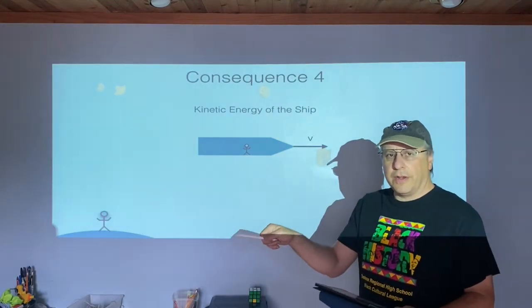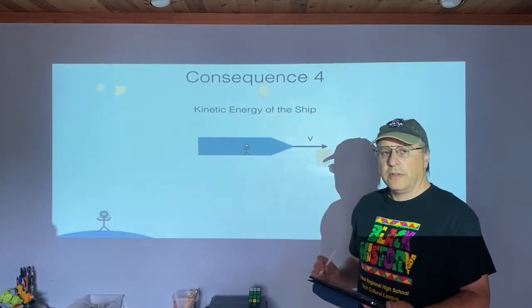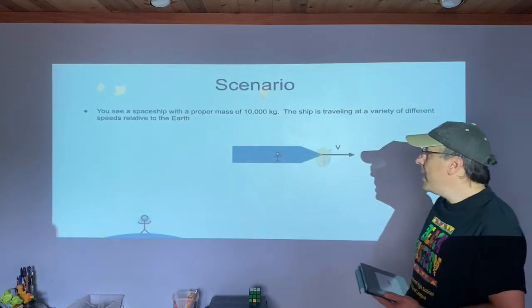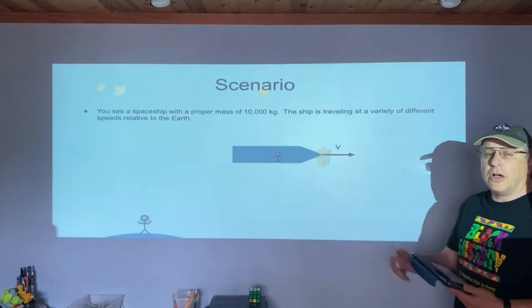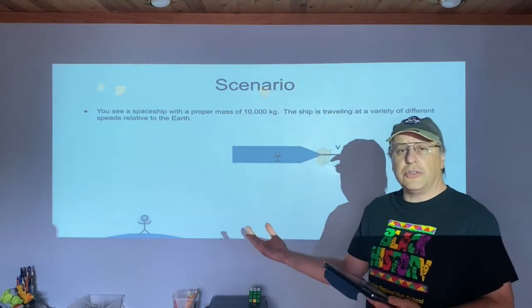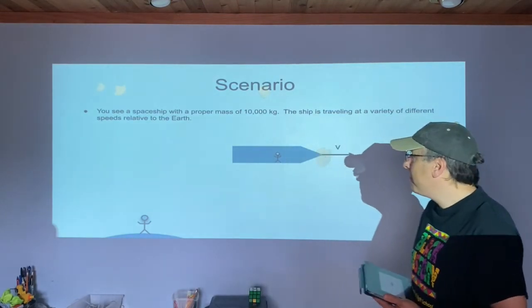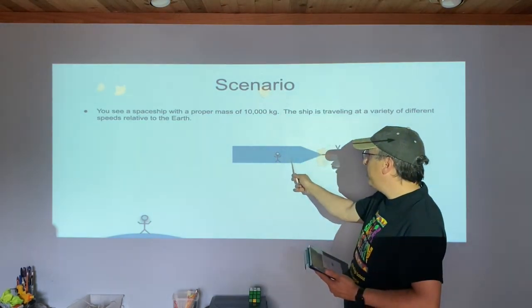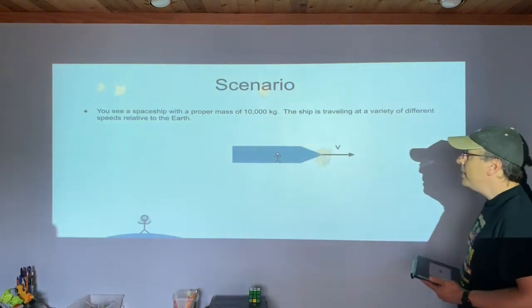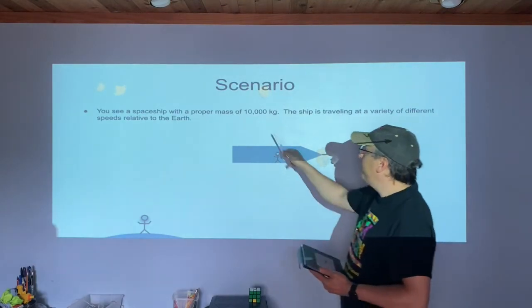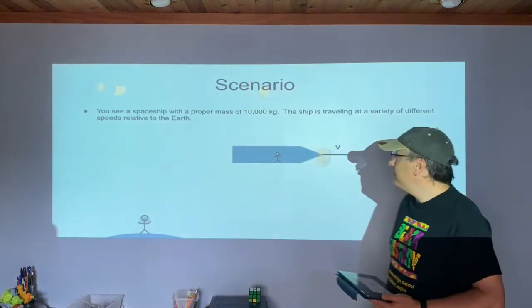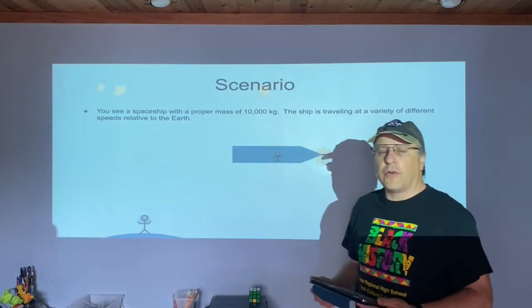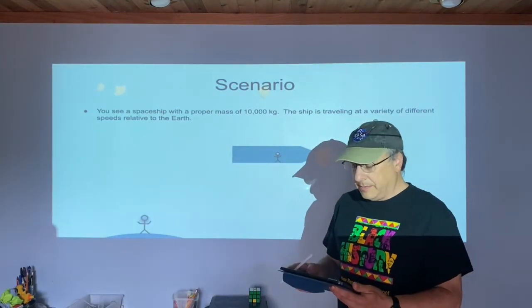It's going to be different from what we saw earlier in your study of physics. Okay, so here's the scenario, and this is all on a Google slideshow that you're going to fill out as you go. The scenario is that you are on Earth. You see a spaceship traveling by you. The proper mass of the spaceship is 10,000 kilograms. The ship is going to travel by you at a variety of different speeds.